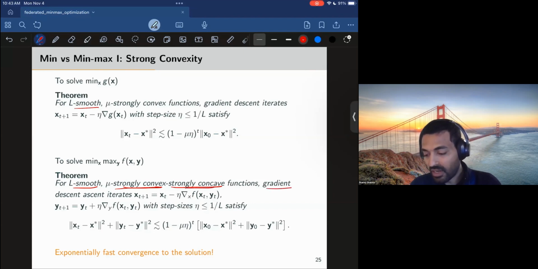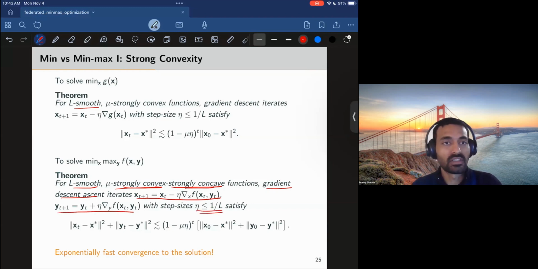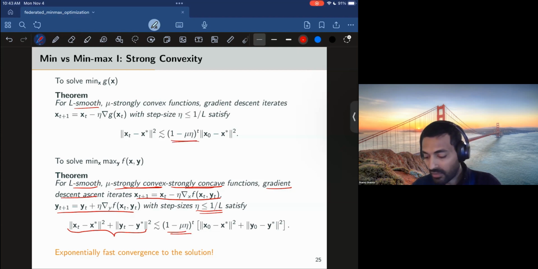In this case, if we run our algorithm, which we just discussed, gradient descent ascent, meaning a descent step in x and an ascent step in y, and again have a similar constraint on the step size, then the result we get is as follows. You look at how far your current iterate xt, yt is from the saddle point, x star, y star. Then we get a similar exponential decay: something raised to the power t, similar to what we had earlier, and a multiplicative factor which depends on the initial distance.